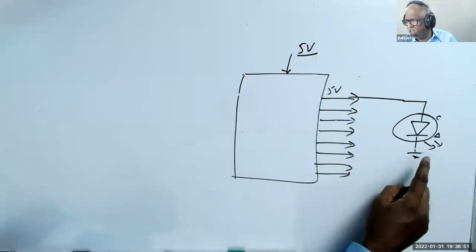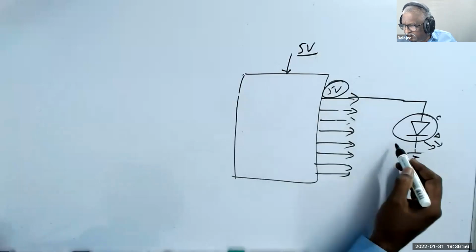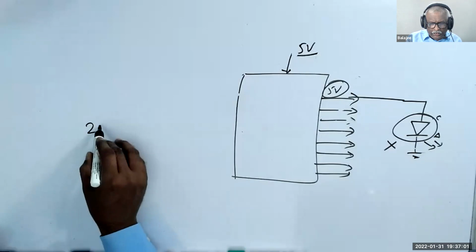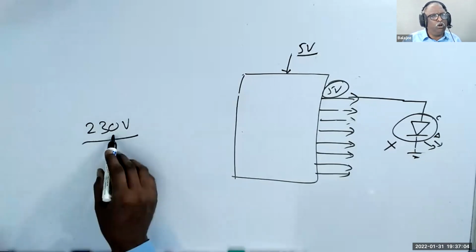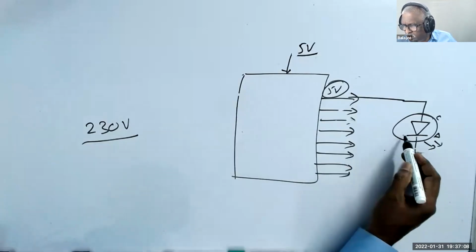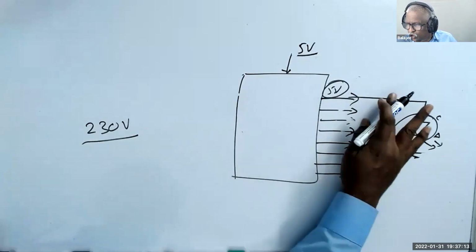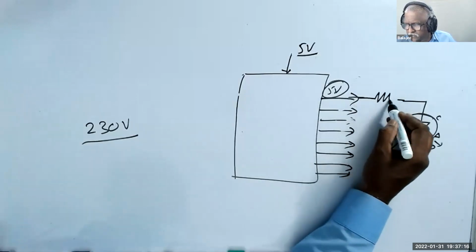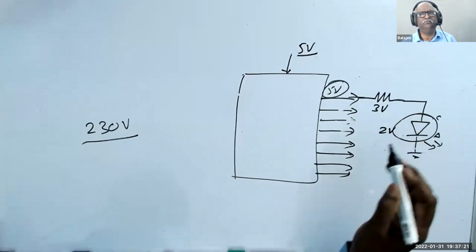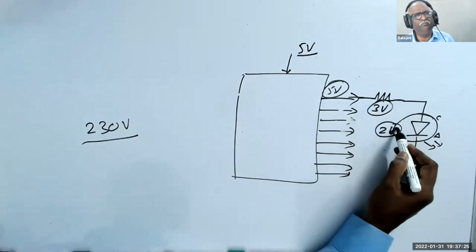So please understand, if you give more than the rated voltage, the LED will burn. It is like in your house, you have a 230 volt bulb. If you give more than 230 volt, the bulb will blow up. You are not supposed to give more than 2 volt. But the pin is giving 5 volt. So we put a resistor, where we drop 3 volts and it becomes 2 volts. So this is 3 volt, this is 2 volt.